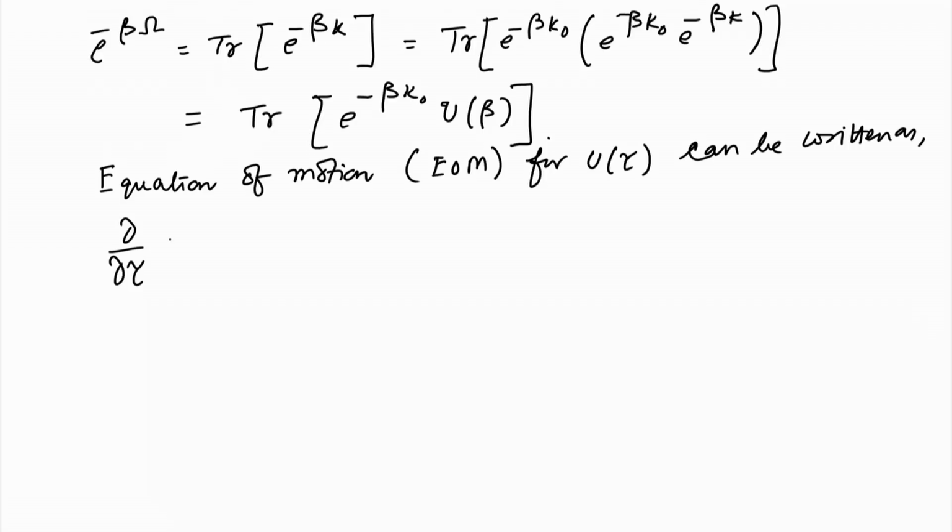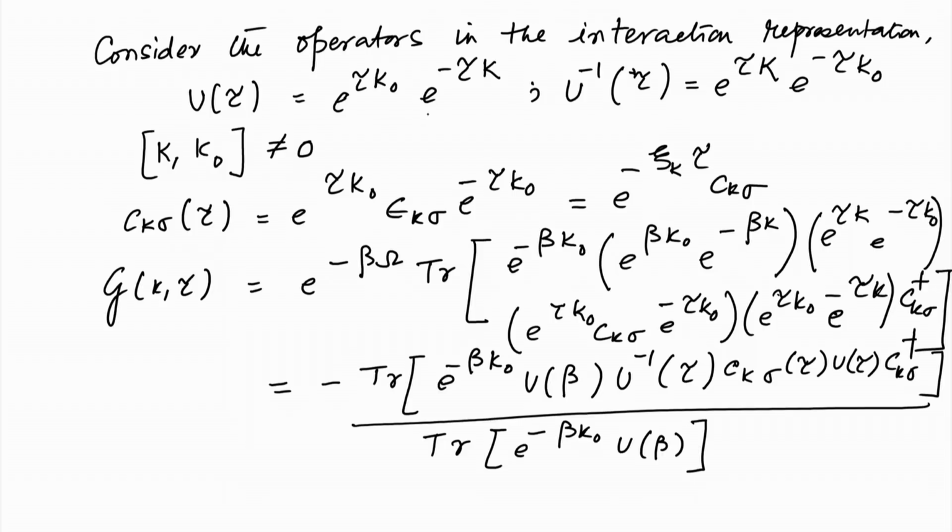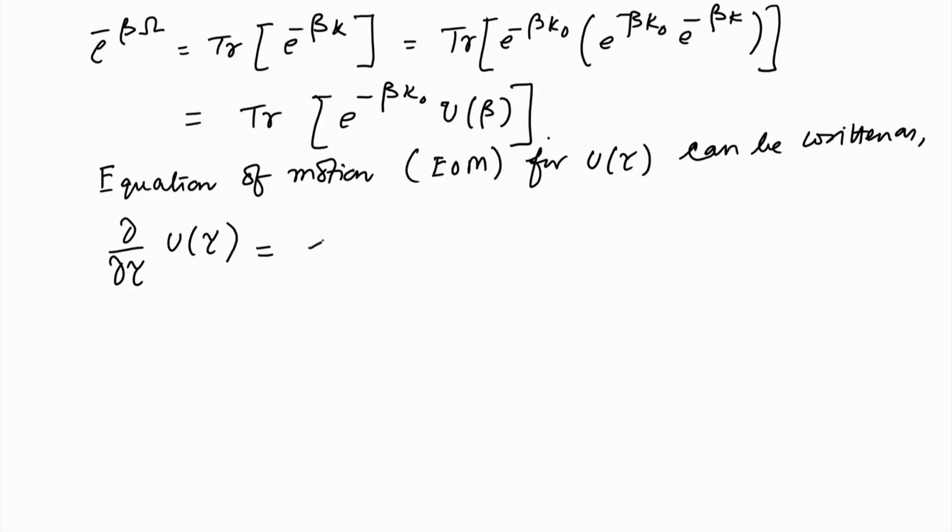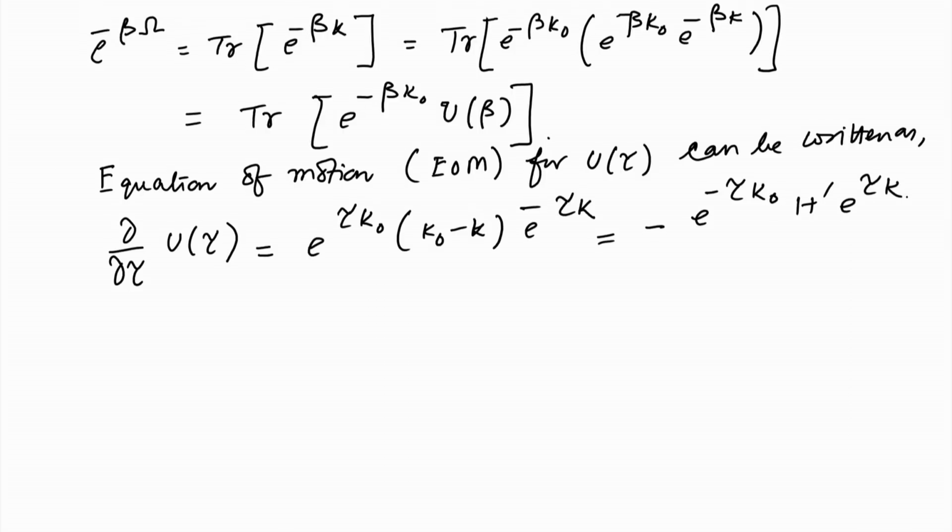del tau U of tau. There are two factors in U consisting of exponential tau K_0 and exponential minus tau K. So, one has to be kept constant and the other differentiated, and vice versa, in which case we can write this as exponential tau K_0 times (K_0 minus K) exponential minus tau K, and we know K_0 minus K is equal to minus H prime, and this is equal to minus exponential tau K_0 H prime exponential tau K.